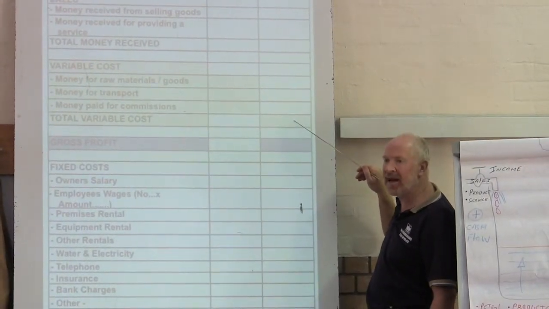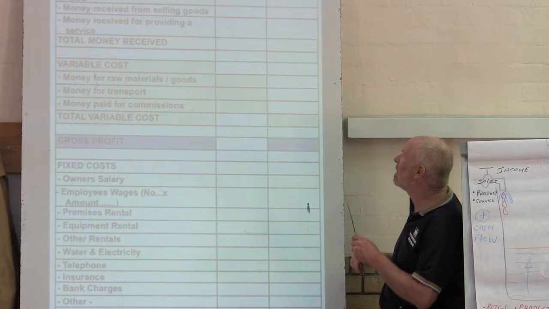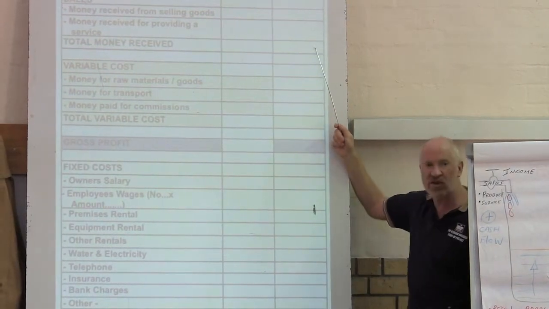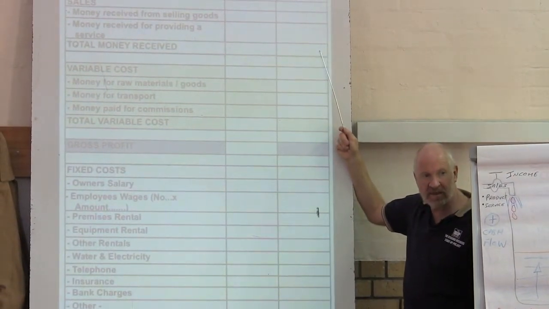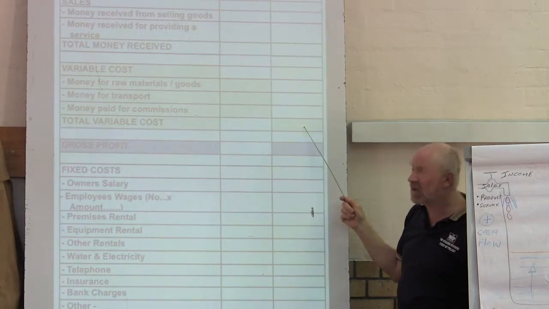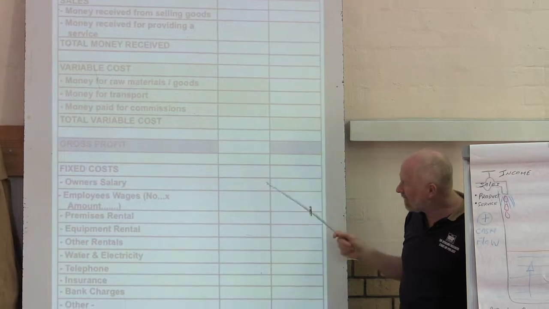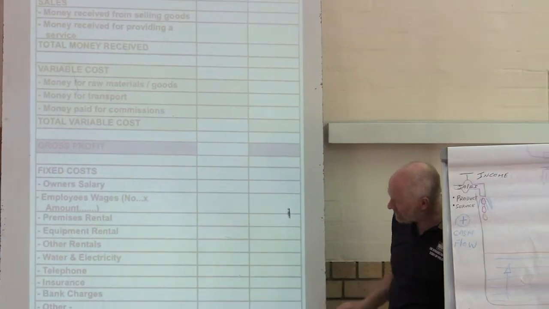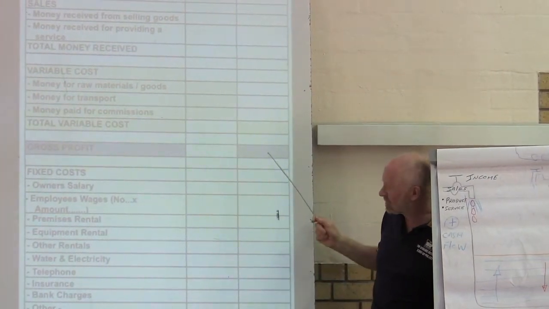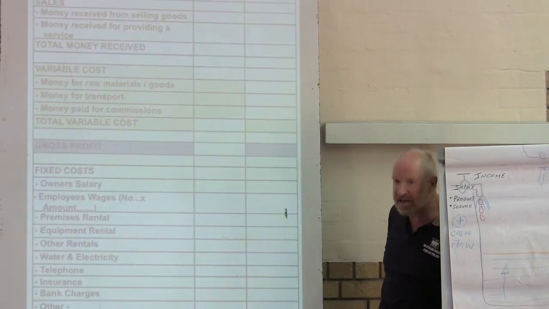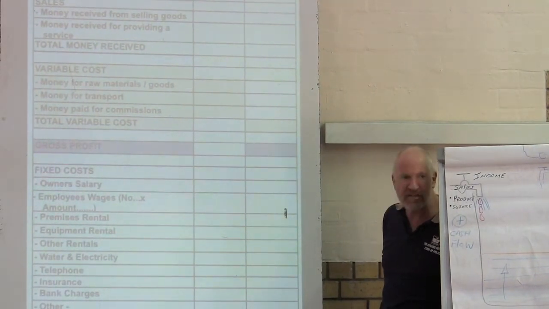And the reason that we've done this is because it's so easy to be able to take this figure, which is your total income in your business, minus this figure, which is your total variable cost, gives you your gross profit. And then here are all your fixed costs, and you add them up and put them in there. So your gross profit minus your fixed costs minus your loan repayment equals your net profit.